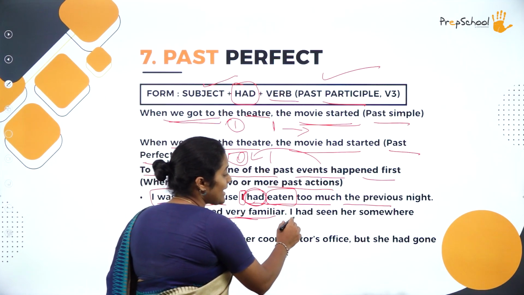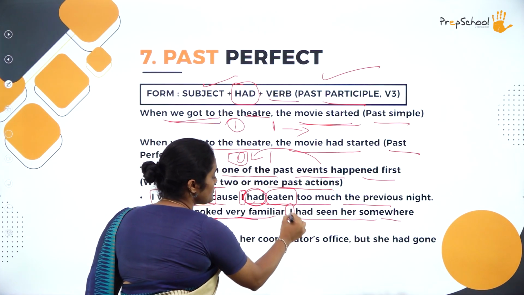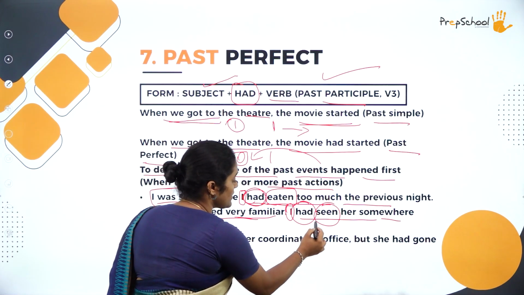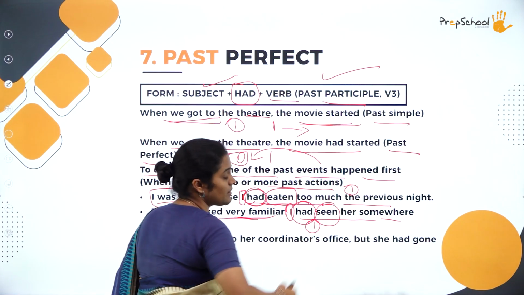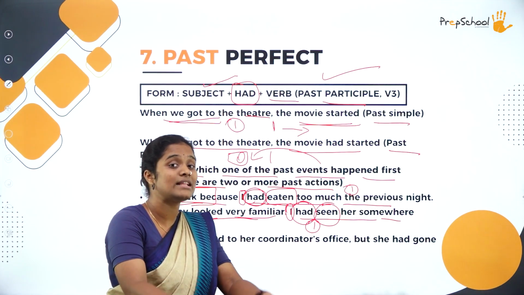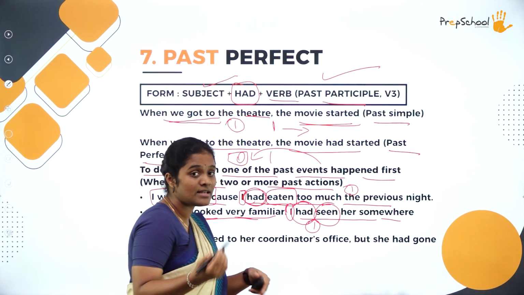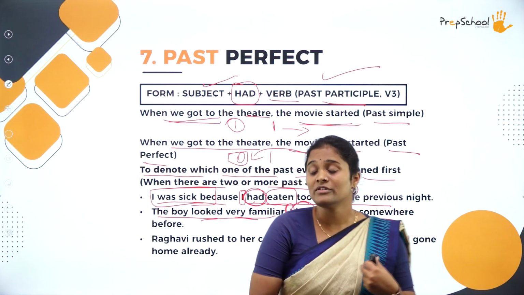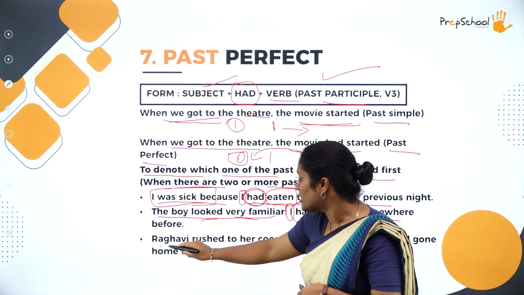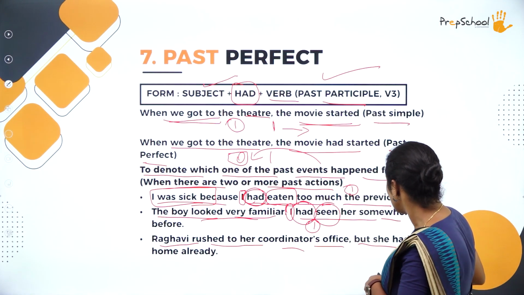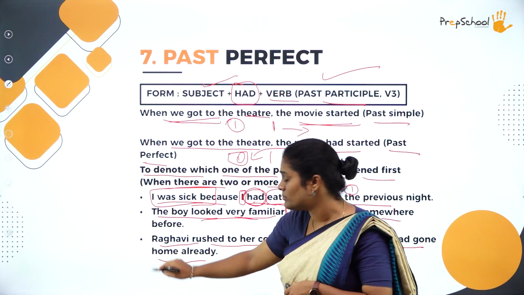Okay. So I had seen her somewhere. I, subject, had seen her somewhere. So which is the first action? This one is the first one. This one is the first one. Since I had eaten, I was sick. Sickness follows later on. Then I had seen her somewhere, and then only because of that, there is familiarity. Correct? Moving forward to the third example, Raghavi rushed to her coordinator's office, but she had gone home early.